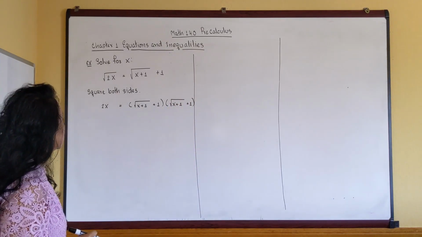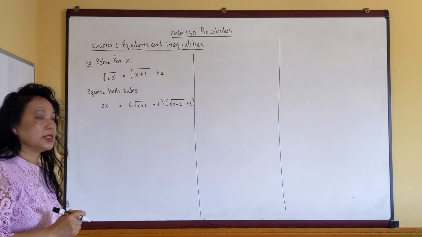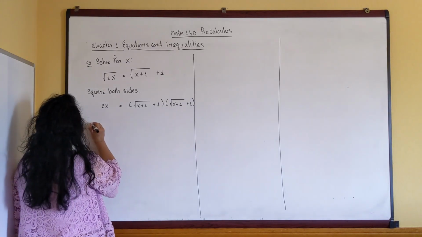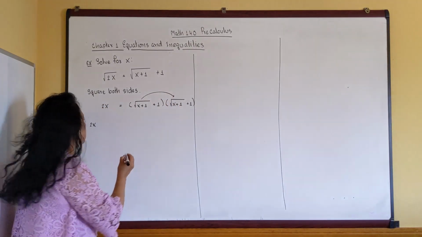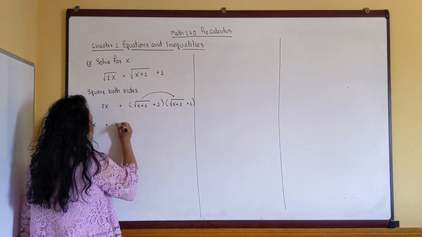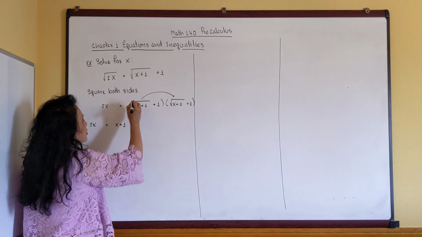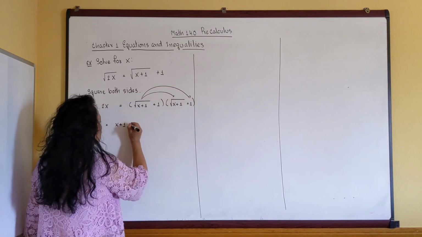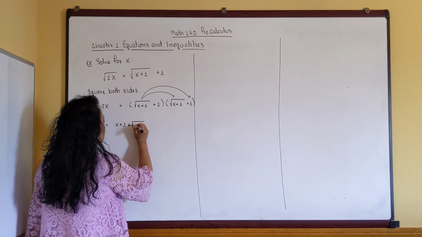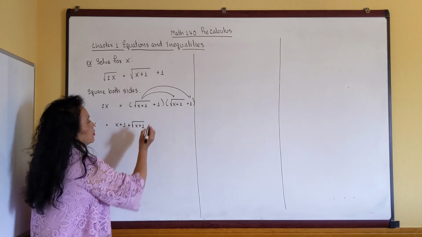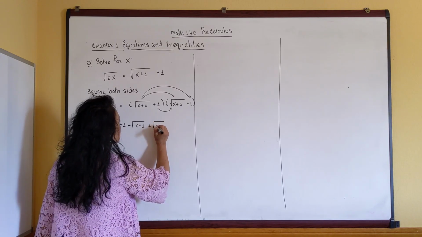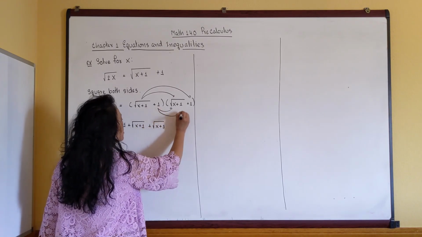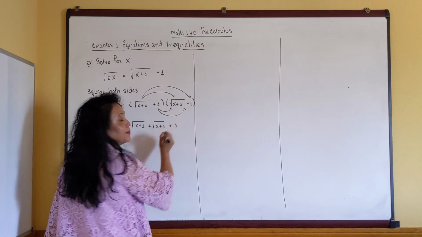Make sure you do this. So you have to do the distributive here. The left hand side is just going to be 2x. If you multiply this to that, you're going to have x plus 1. If you multiply this to this, you're going to have plus square root of x plus 1. You multiply this to this, you're going to have plus square root of x plus 1. This to this, you're going to have 1.